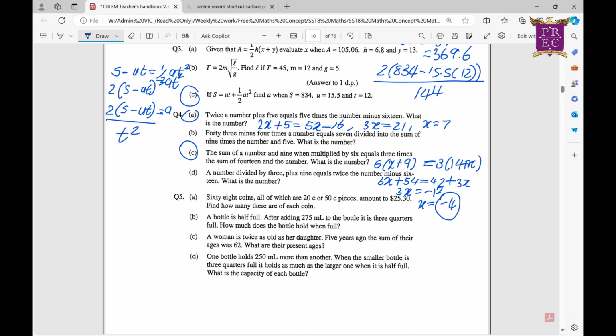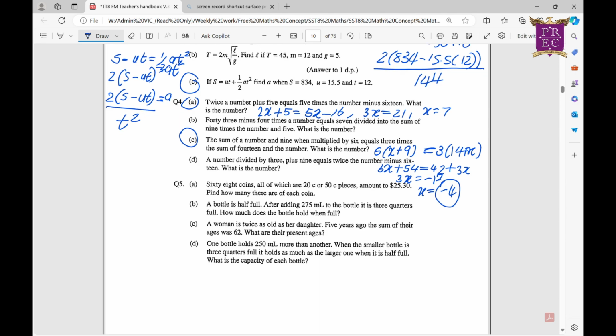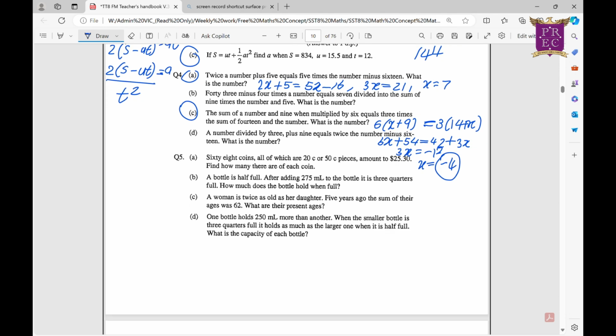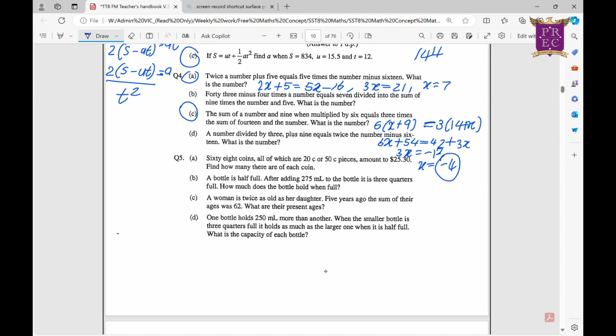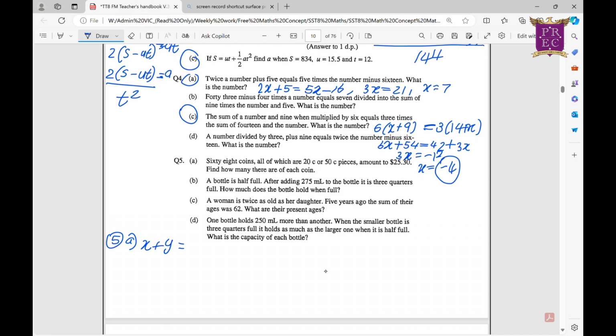Alright, now let's go through all the problem solving questions. Let's start with number 5a. An easier way to do it is to come up with simultaneous equations. For this one, there are 68 coins, all of which are 20 cents or 50 cents. Let's say 20 cents is x and 50 cents is y. There are 68 coins in total, so x plus y is equal to 68. That's our first equation.